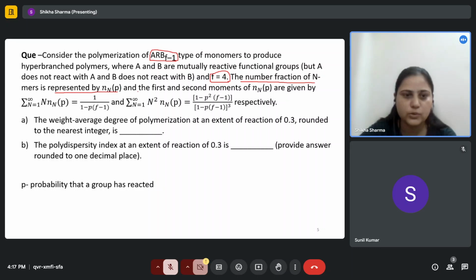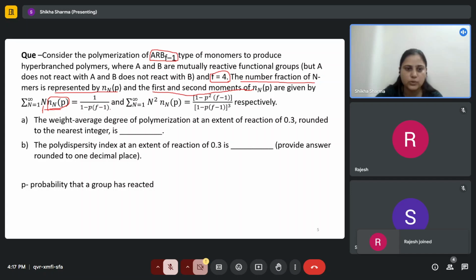Then it is saying that the first and second moments of this number fraction of n-mers are given by these two formulas. The summation from N equals 1 to infinity, where capital N is the number of monomers, of N times small n of p, which is the number fraction, equals 1 upon 1 minus p multiplied by f minus 1, where small f is the functionality. This first term denotes the first moment, and the square term denotes the second moment.